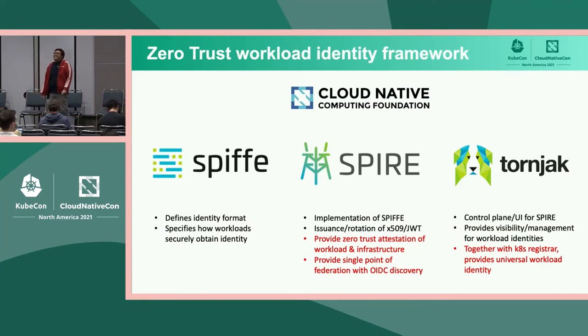Awesome. So let's meet the technology. These three projects are all CNCF projects under the SPIFFE umbrella. I won't have time to go too much into detail, but SPIFFE, first off, is the Secure Production Identity Framework for Everyone. It is kind of like the identity spec. It defines how workloads can securely obtain their identities. We have SPIRE, the implementation of SPIFFE. It provides the zero trust attestations of the workloads and the infrastructure, and together with the OIDC discovery service provides a point of federation. And last but not least, we have Tornjak, which is a control plane and UI for SPIRE. Together with the Kubernetes workload registrar, it provides a way to define the universal workload identity and enforce it.